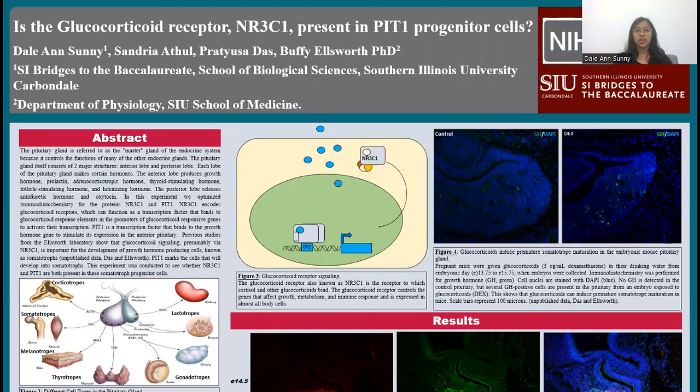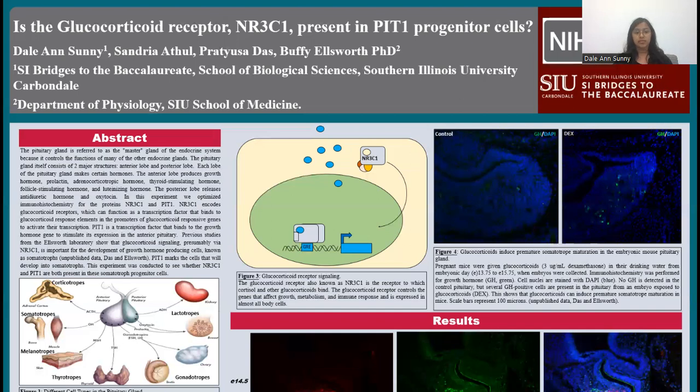So for an overview, what is the pituitary gland? The pituitary gland is referred to as the master gland of the endocrine system because it controls the functions of many of the other endocrine glands. It consists of two structures, the anterior and posterior lobe. The anterior lobe secretes growth hormone, prolactin, thyroid-stimulating hormone, and many other hormones, and the posterior lobe secretes oxytocin and antidiuretic hormone.